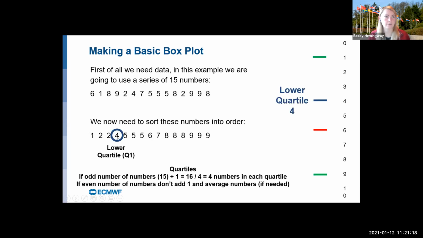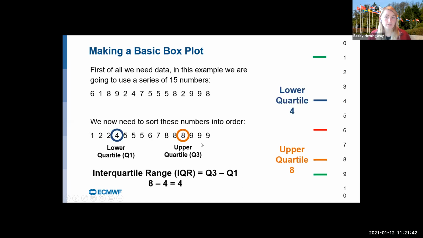So we plot that again on our scale. We've got our upper quartile, so we count 4 from the back this time. So you take the last number as the first one, and then the next one, 1, 2, 3, 4, and that gives us 8 as our upper quartile. And again, we can plot that on our plot.